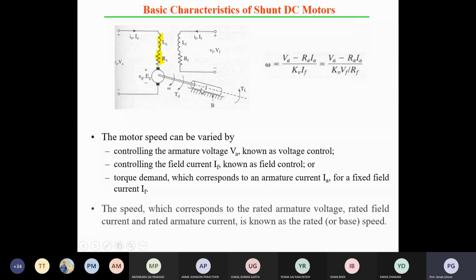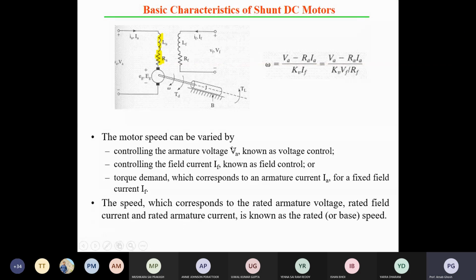You know that motor speed can be varied by controlling the armature voltage VA, known as voltage mode control, and by controlling the field current IF, also known as field control. The torque demand corresponds to the armature current with the fixed field current IF. The speed which corresponds to the rated armature voltage, the rated field current and the rated armature current is known as the rated base speed.